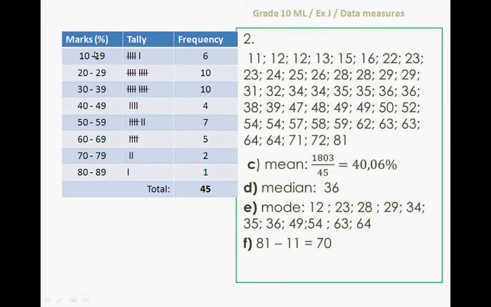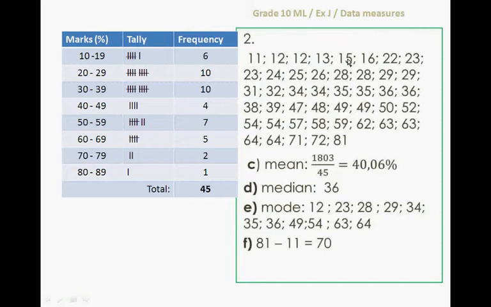Question number 2, the marks. Now we're going to do it in class intervals, summarize in class intervals. So between 10 and 19 there are 6 values, between 20 and 29 there are 10 values, between 30 and 39 there are 10 values, between 40 and 49 4 values, between 50 and 59 7 values, between 60 and 69 5 values, between 70 and 79 2 values, and between 80 and 89 1 value.